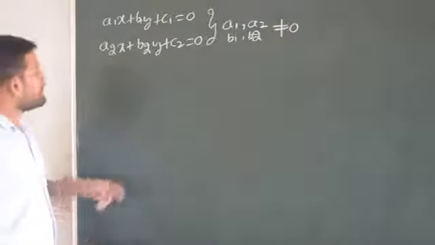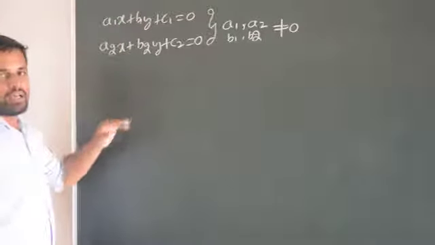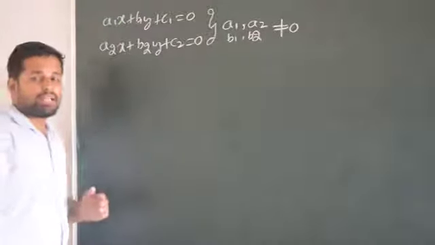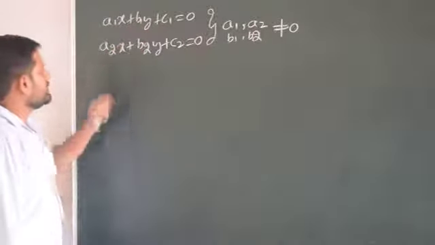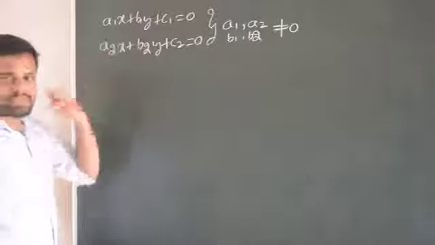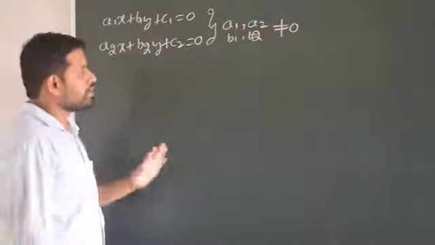Why should there be some value? If it is 0, this x will be lost. If it is 0, y will be lost. And these are a pair of linear equations in two variables. These two variables have to be maintained. That's why a1 and b1 must have some value, and a2 and b2 also must have some value. They should not be equal to 0. I hope it is clear.